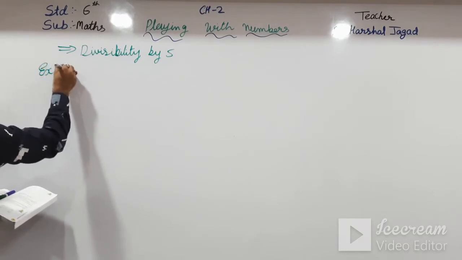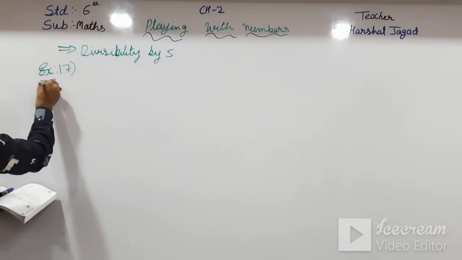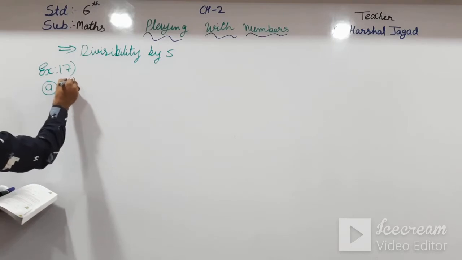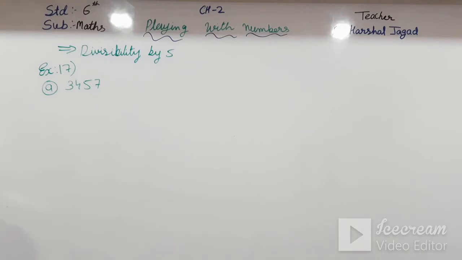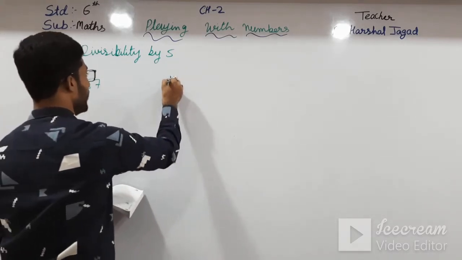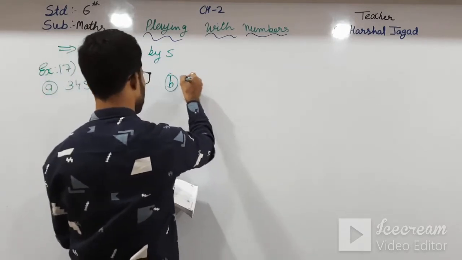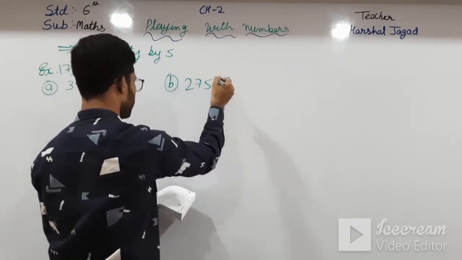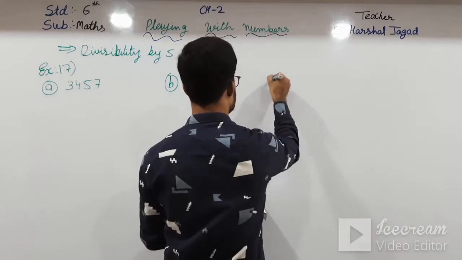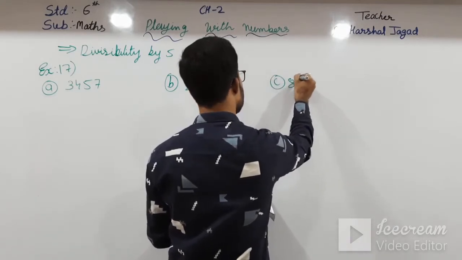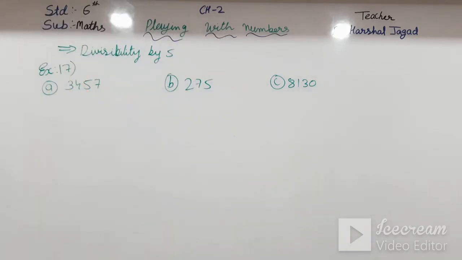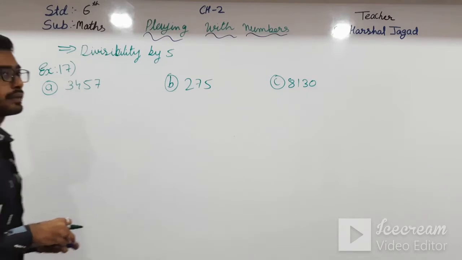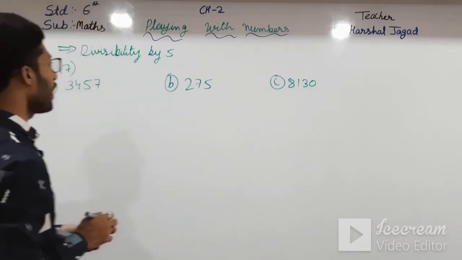Example number 17. A is 3, 4, 5, 7. Is it divisible by 5 or not? B, 2, 7, 5, and C, that is 8, 1, 3, 0. We have to see here whether these are divisible by 5 or not.